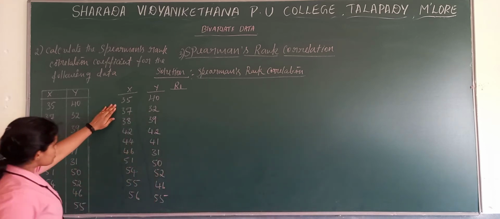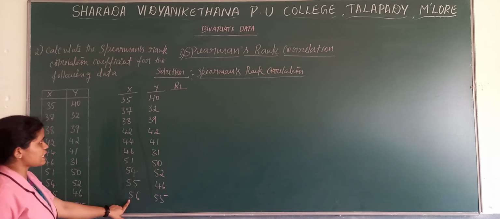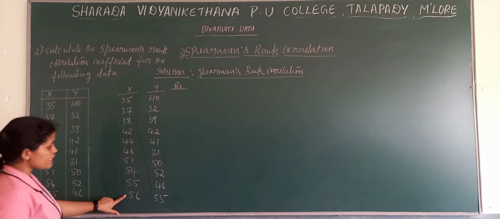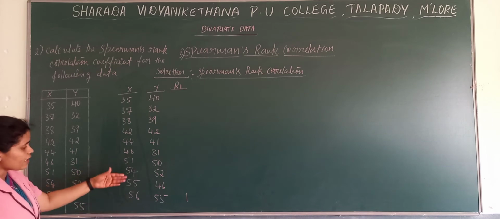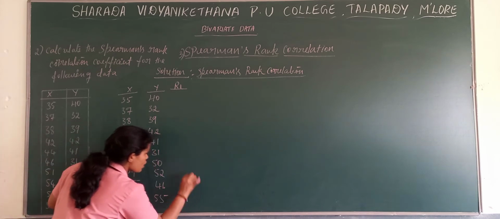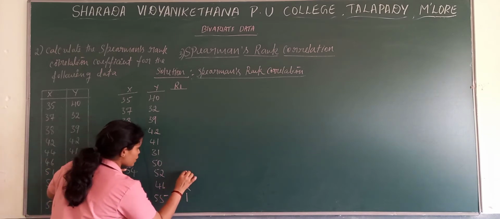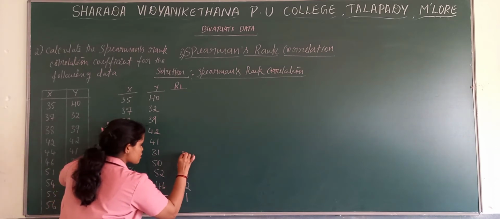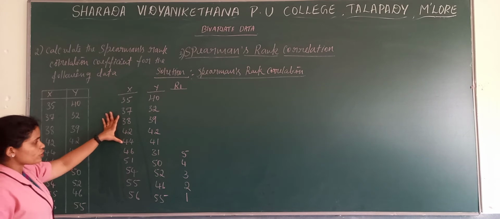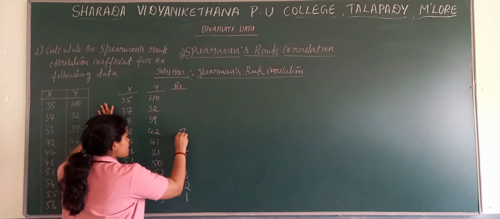Now see which is the largest value here. The largest value is 56, so it takes the first rank. Then the next largest is 55, so it takes the second rank. Next largest is 54, so it takes the third rank. The next largest is 51, so it takes the fourth rank. Next is 46, the fifth rank. Next largest is 44, the sixth rank. The next is 42, the seventh rank.